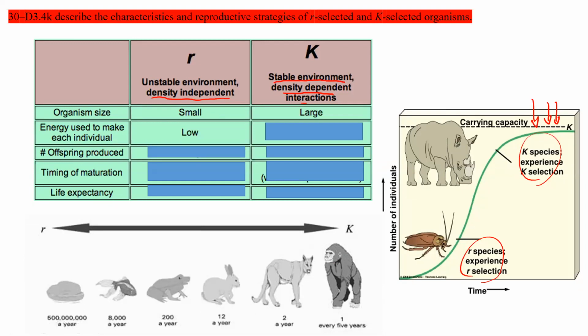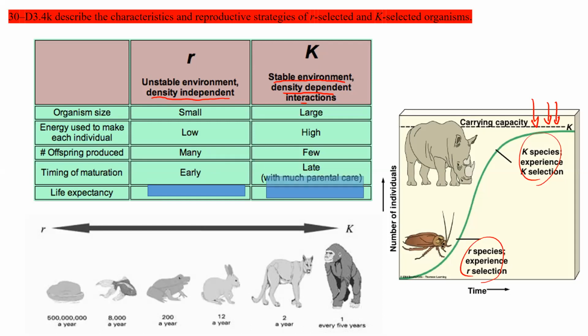Low amount of energy used to make each individual, high amount of energy used to make each individual. Okay, that means that there's a lot of nurturing. Bears look after their young for 2 to 3 years. Mice don't, maybe a few days, if that. Offspring, you have many mice. Okay, few mice, or in my case here, rhino. Time of maturation, very early. With K selected, there's a lot of parental care. We mentioned that with the bears, short and long.